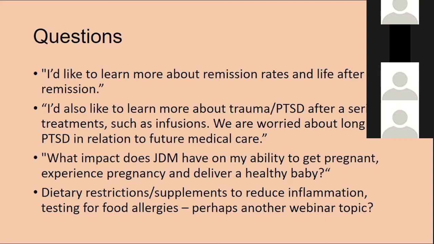We also got some questions about dietary restrictions, such as going gluten-free to reduce inflammation, or supplements to take that can reduce inflammation, and some questions about testing for food allergies. This is a pretty complicated topic that we could do another webinar on if people have interest. But essentially, what I tell families is that restricting gluten is not necessary unless a patient has confirmed celiac disease. So I certainly test all of my patients with juvenile myositis for the antibodies related to celiac disease. And if they're positive, we have them see a gastroenterologist.